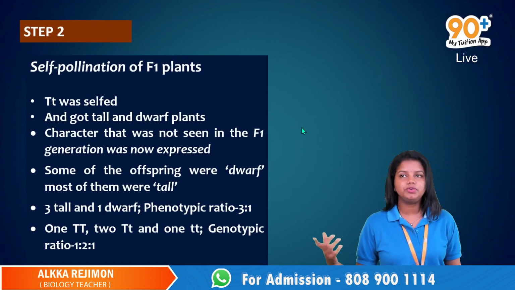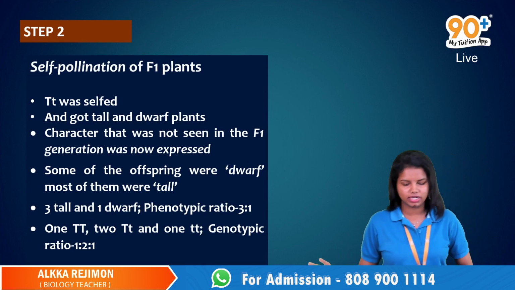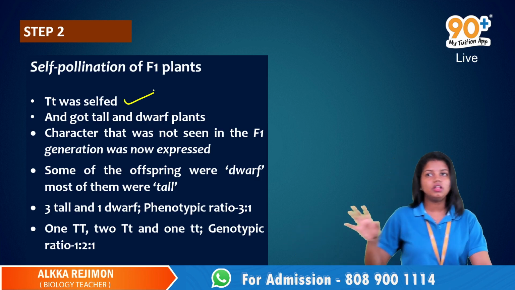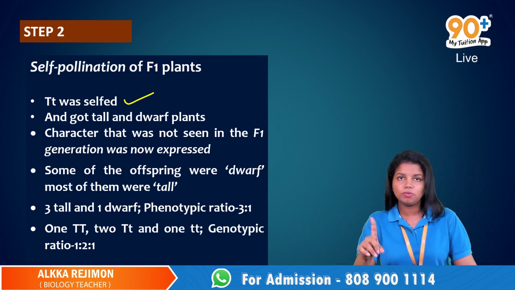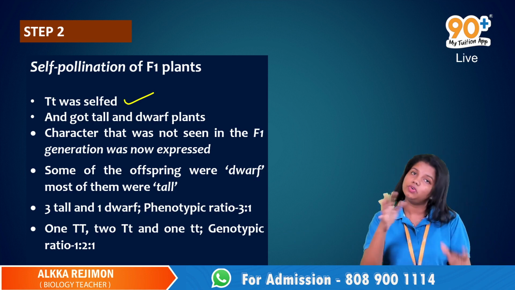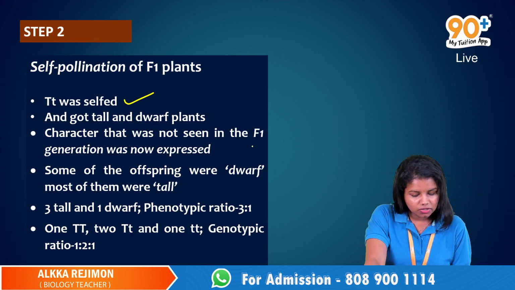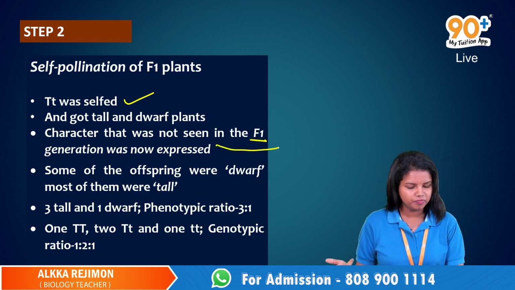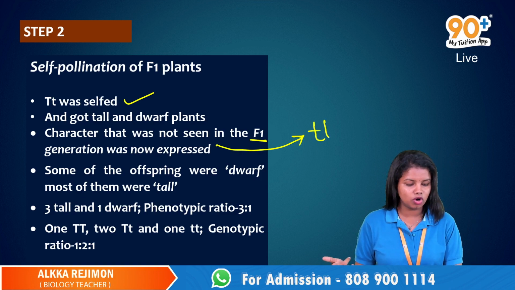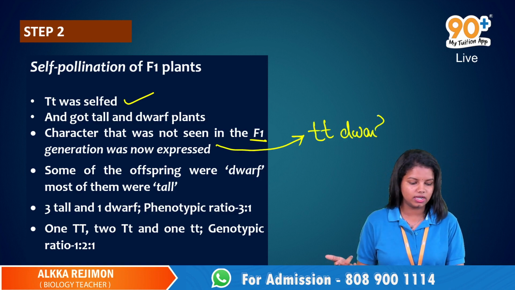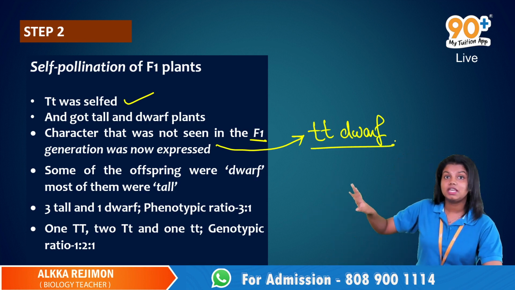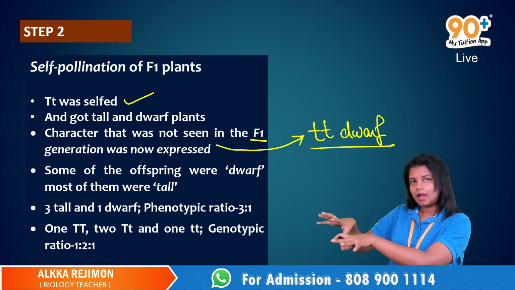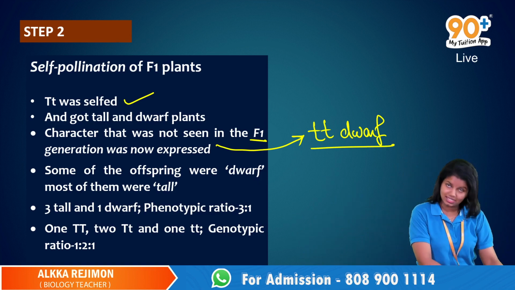In the case of step 2, self-pollination of F1 plants was done. Capital T, small t were selfed and we got both tall and dwarf plants. We did not get only tall in the F2 generation; we got tall and dwarf. And the character that was not seen in the F1 generation was now expressed. Which is that character? The character that F1 did not express, small t or dwarfness, we got when we did the second step, self pollination. That is, the character of the parent that was hidden in the first stage got expressed in the second generation.